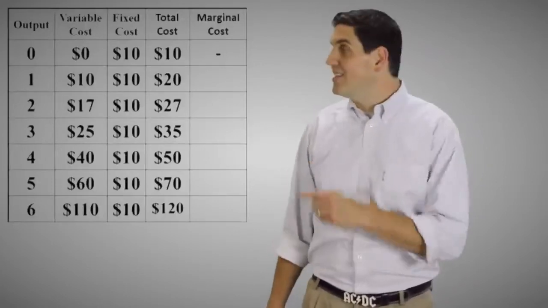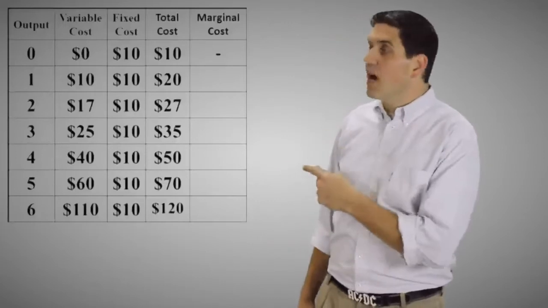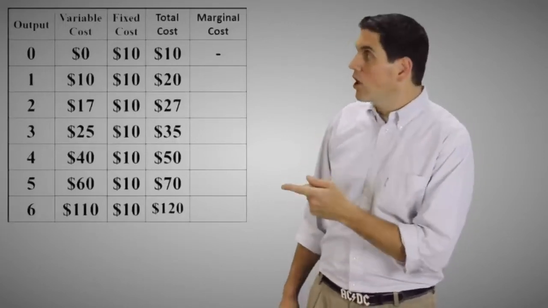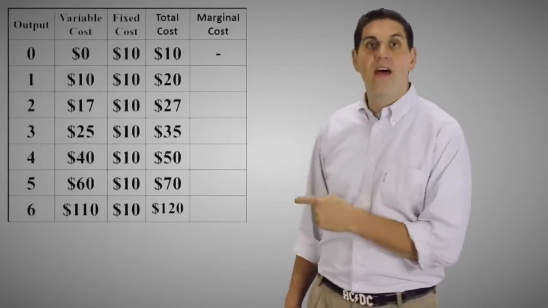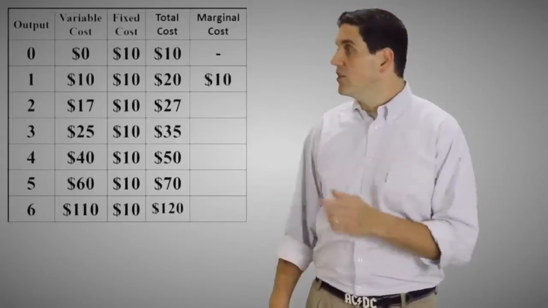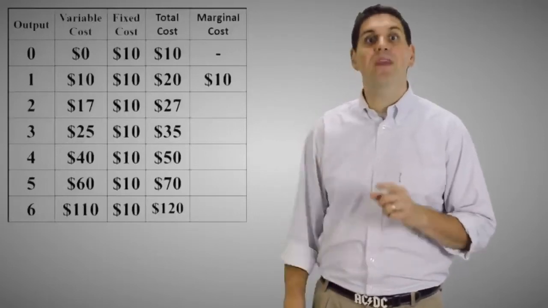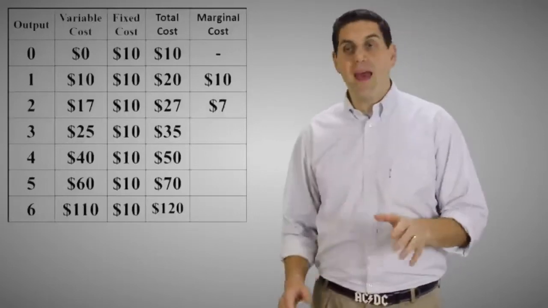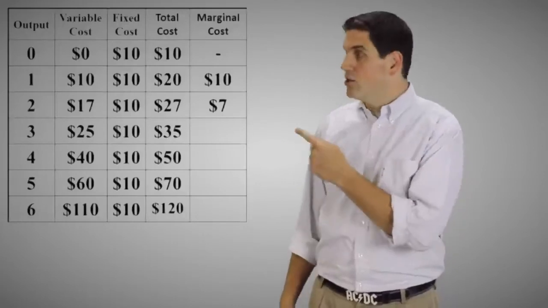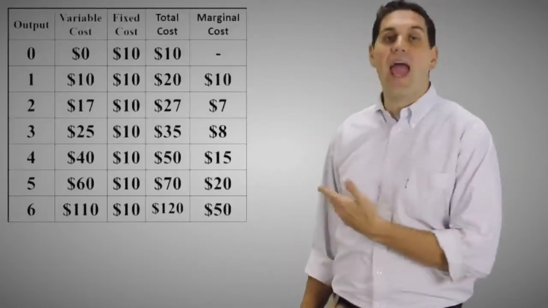The marginal cost is the change in total cost from producing an additional output. So if the total cost of producing nothing is $10 and the total cost of producing 1 unit is $20, the additional cost of that first unit must be 10. Since the total cost of 2 units is 27, the additional cost of that second unit must be an additional $7. So again, the marginal cost is the change in total cost divided by the change in output. So it's $8, $15, $20, and $50.